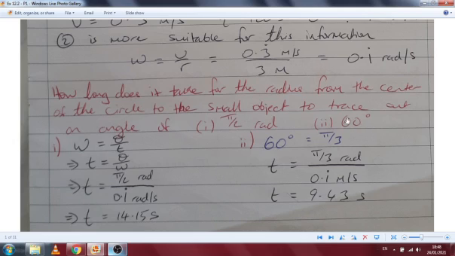Second, they ask us for 60 degrees. Because we're dealing with circular motion, we'll convert 60 degrees into radians.